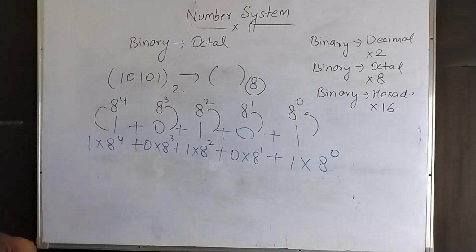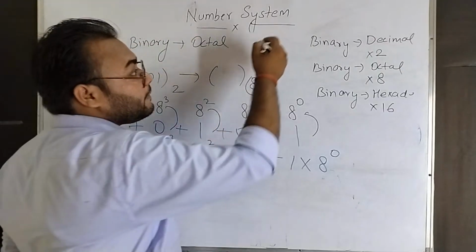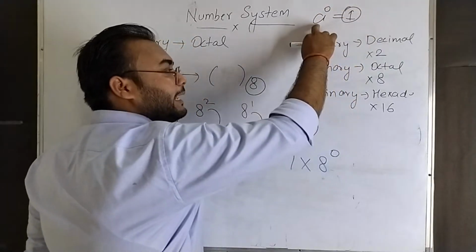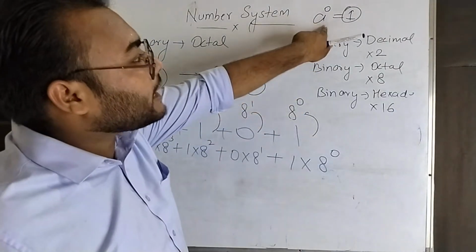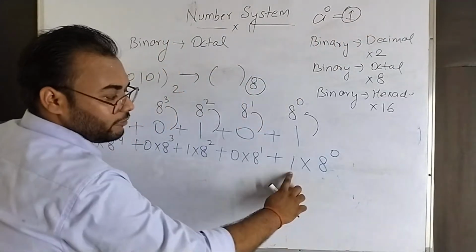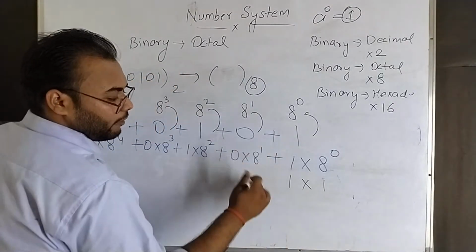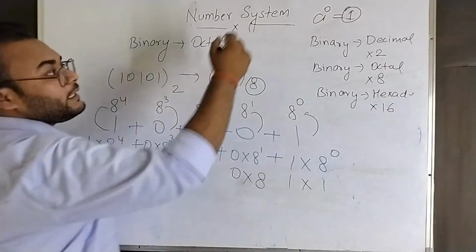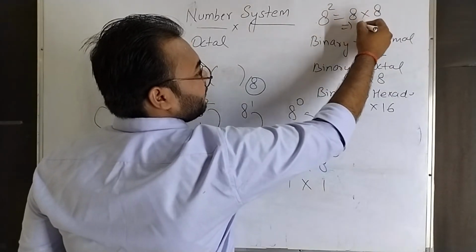Now solve it. Whenever the power of any number is 0, what will its value always be? It will be 1, whether it is 8 or 100 or 1000 or 1 lakh or 1 crore. If the power is 0, its value will always be 1. So here 1 into 8 to the power 0, so we go with the 1. What is 0 into 8 to the power 1? That means 8 into 0. Here 8 into 2. 8 to the power 2 means, what will 8 squared be? 8 into 8. It is 64.